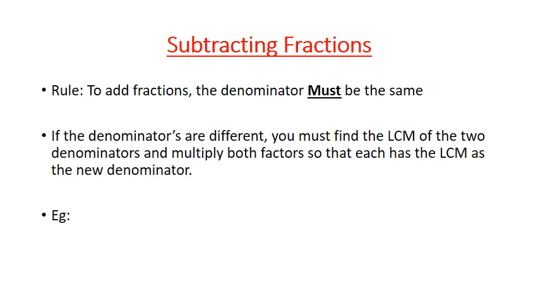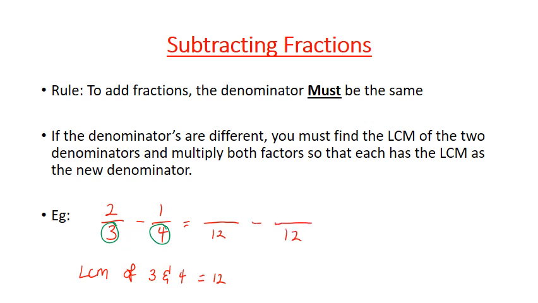Again, when we're subtracting fractions that have different denominators, we need to find the lowest common multiple. As an example, let's say we have 2/3 and we want to take away 1/4. We can see here that 3 and 4 are different denominators, so we need to actually find the lowest common multiple of 3 and 4. Now I know the lowest common multiple of 3 and 4 is going to be 12. So I'm now going to have equivalent fractions where I have 12 as my denominator.